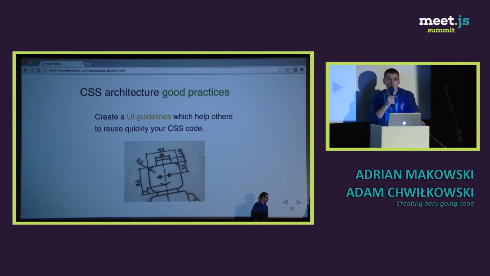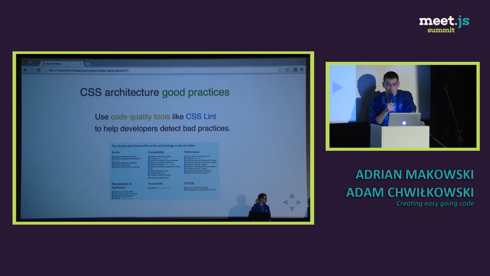Okay, so I've talked about BEM, OOCSS, and ITCSS, but in parallel, I want to recommend some good practices regarding CSS architecture. So it's really good to have UI guidelines, a kind of visual documentation in your application, in your code, because it helps others to reuse your CSS code quickly. As an example, I can name a module like StyleDown or KSS, or there are many others to use on GitHub.